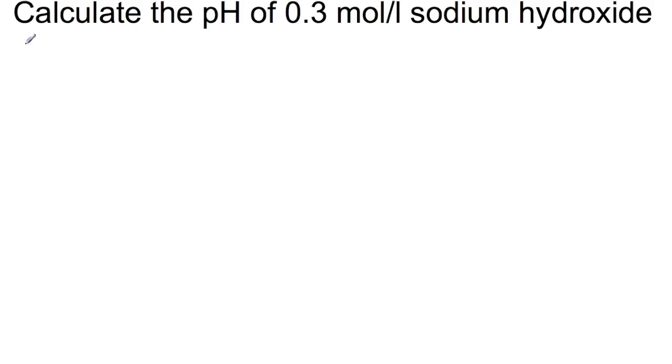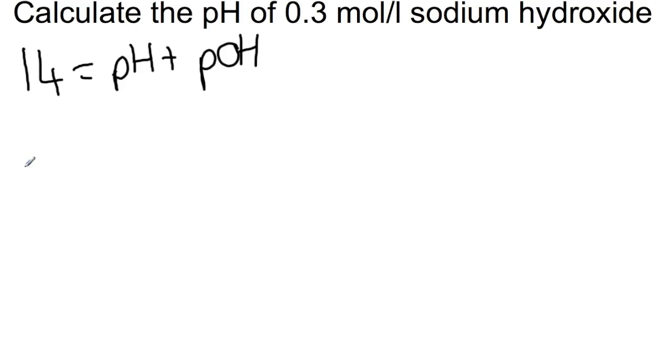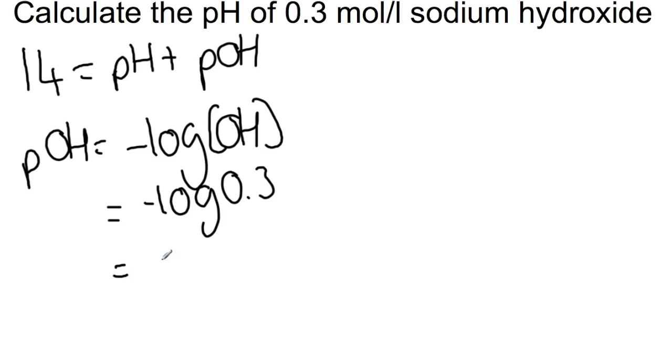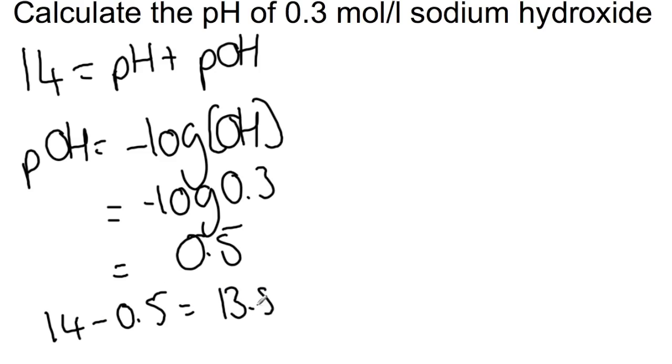Let's now look at calculating the pH of a strong base. There are two ways to do this. One way is to use the relationship 14 equals pH plus pOH. To calculate the pOH, you have minus log of the concentration of OH-. The concentration of the OH- ions is the same as the concentration of the alkali. So if you have minus log 0.3, then that equals 0.5. You would then do 14 minus 0.5 to equal 13.5 as your pH.